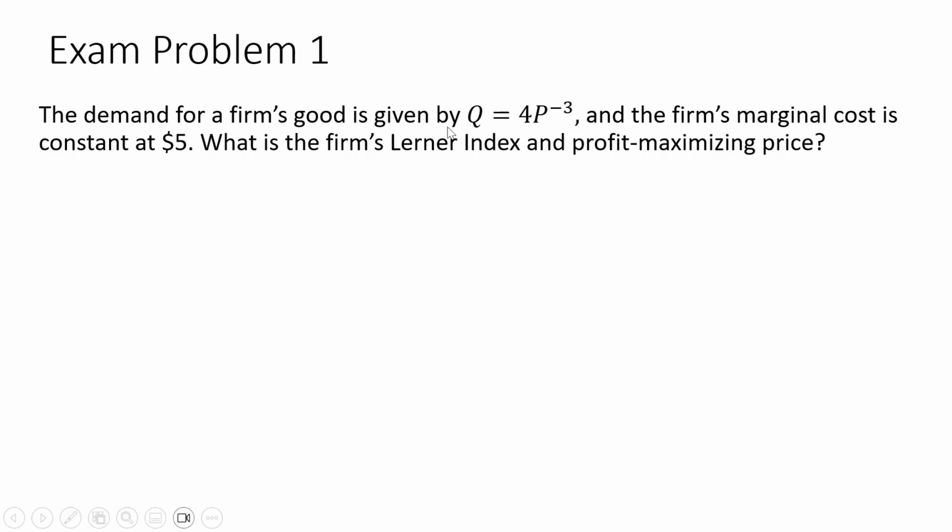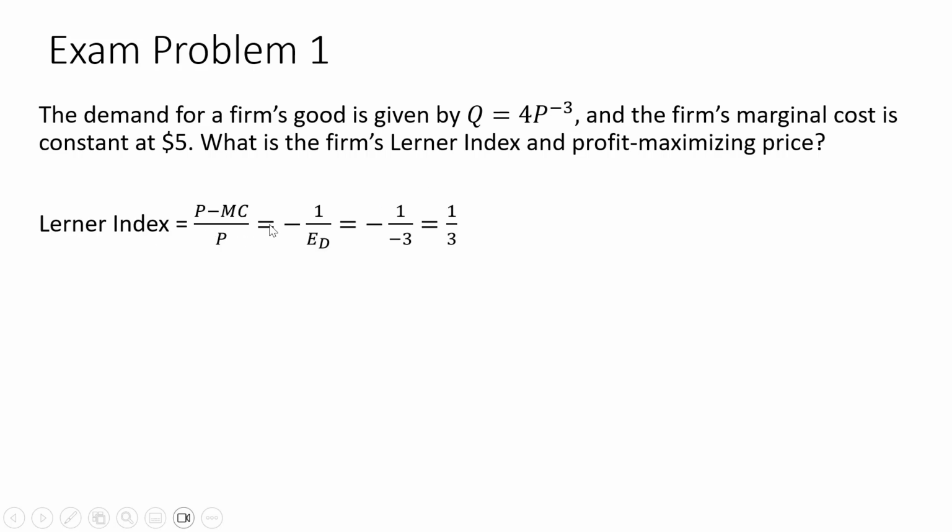Let's do a problem. Here's our problem 1. The demand for a firm's good is given by the following equation. This is a constant elasticity of demand, by the way. And the firm's marginal cost is constant at $5. What is the firm's Lerner Index and profit maximizing price?